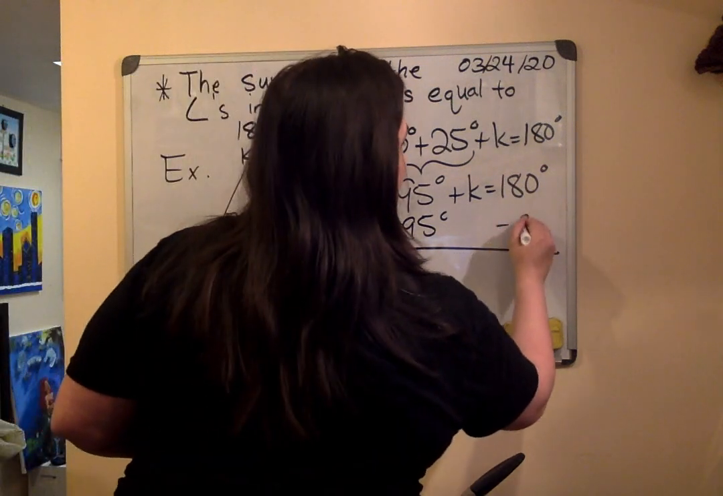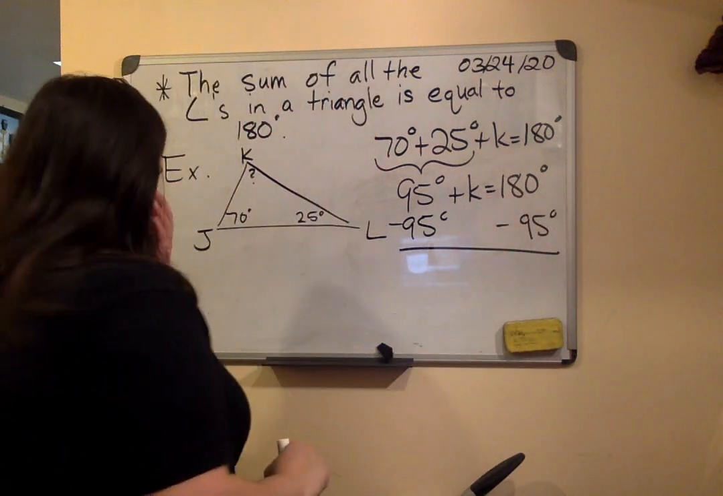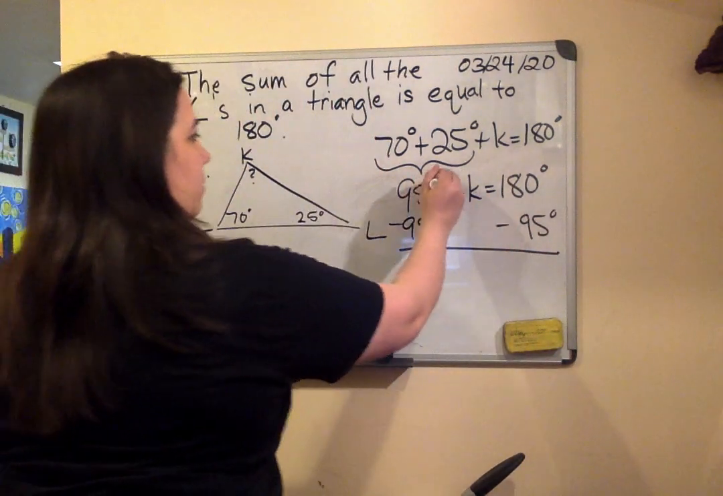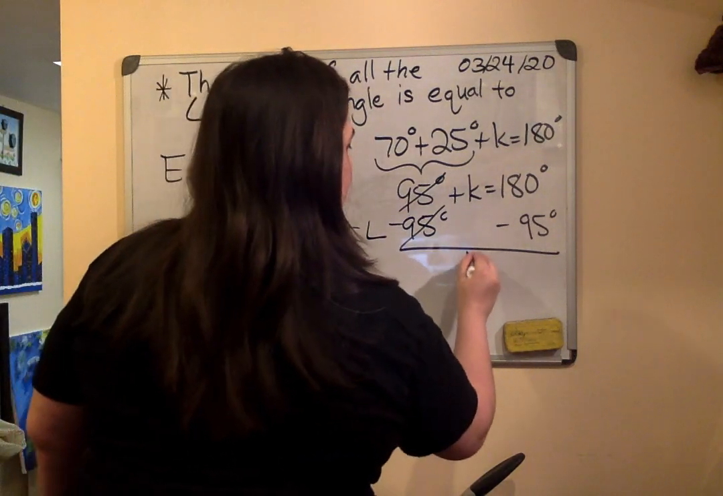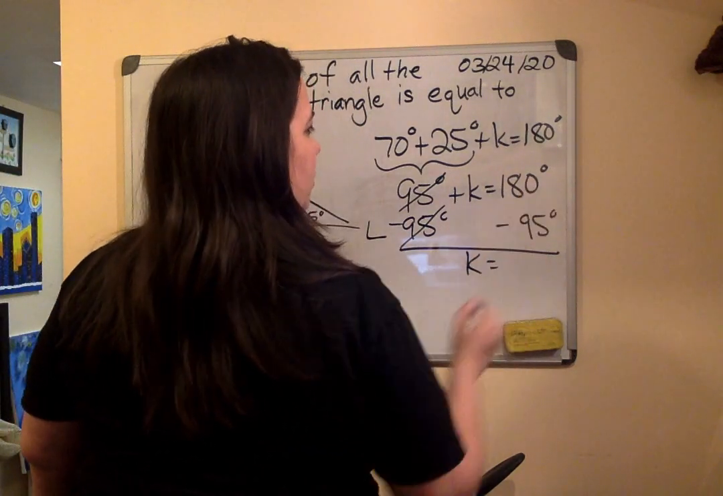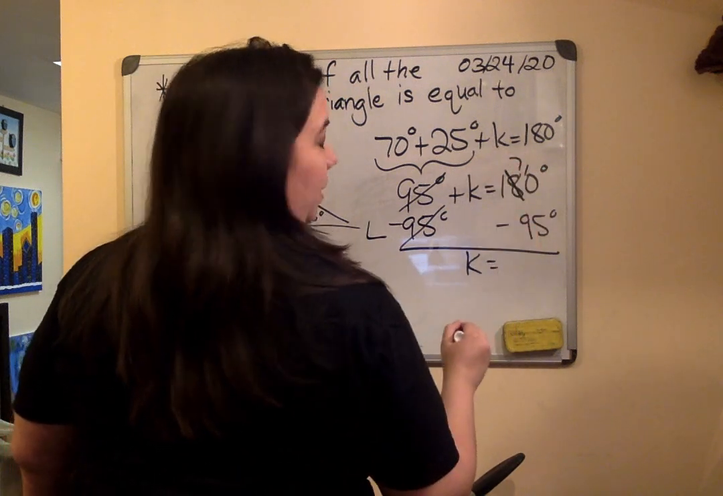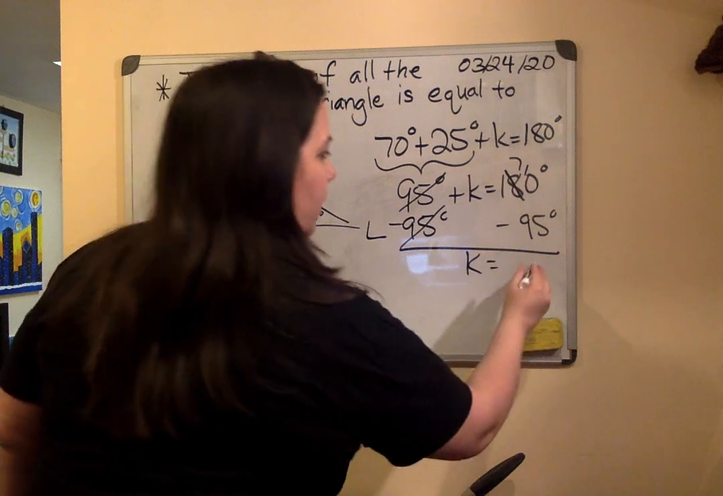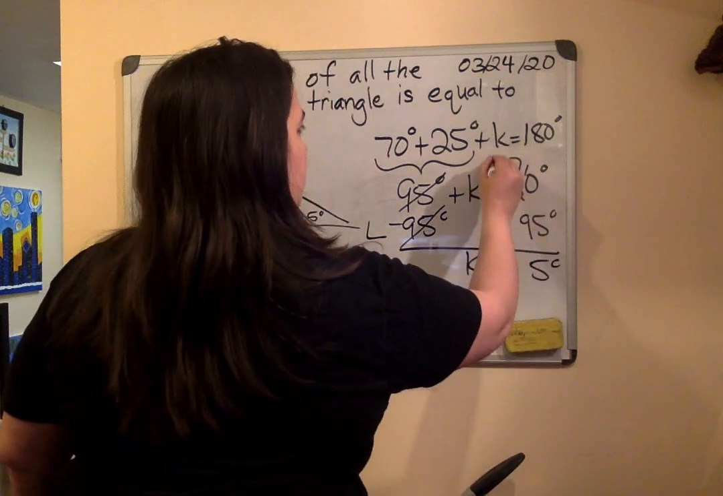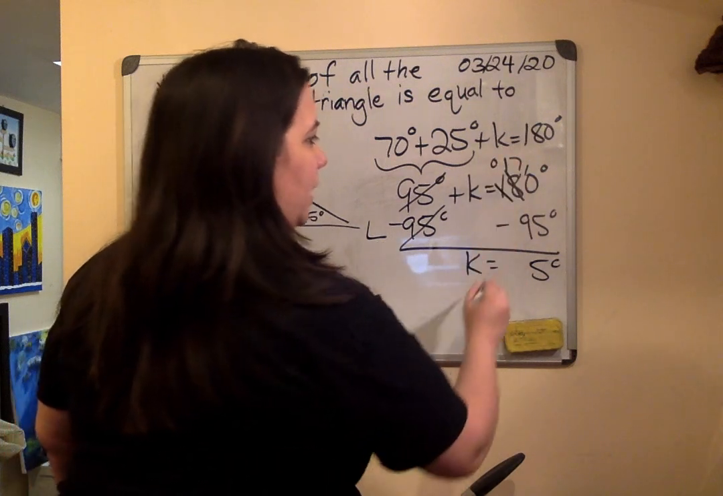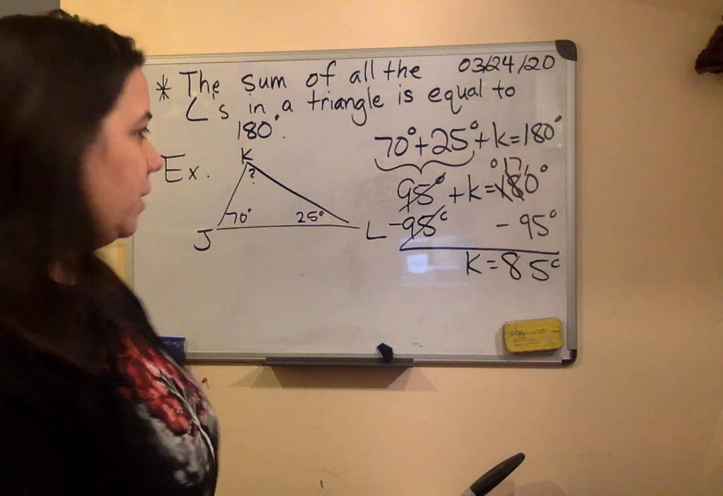So let's subtract 95 on both sides of the equal sign to keep the balance. So 95 minus 95, again, it's canceled. And that leaves me with K. Now we do 0 minus 5, can't do that, so I borrow from 8, which becomes 7. 10 minus 5 is 5. 7 minus 9, can't do that, borrow. 17 minus 9, that gives me 8. So K equals 85 degrees.